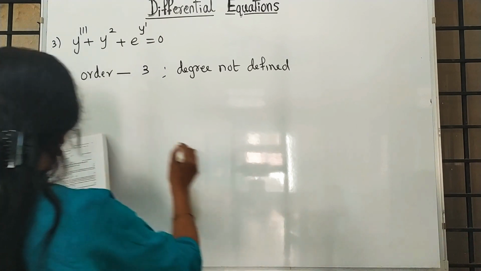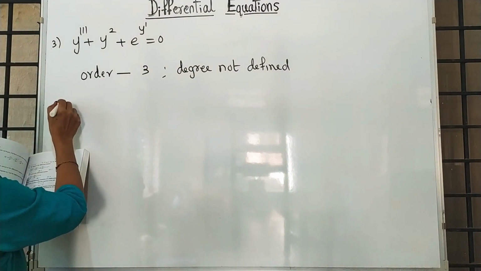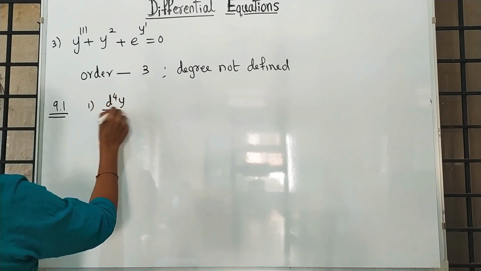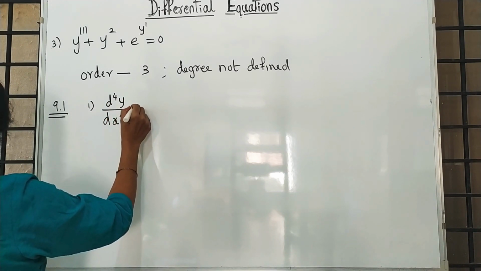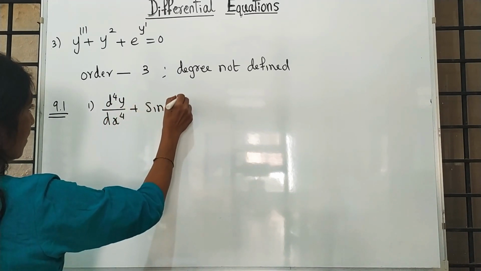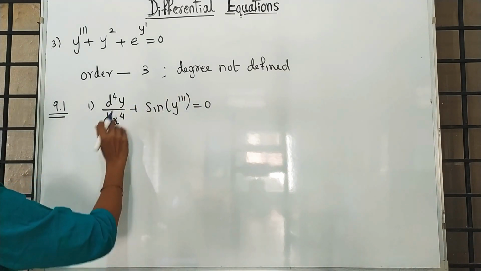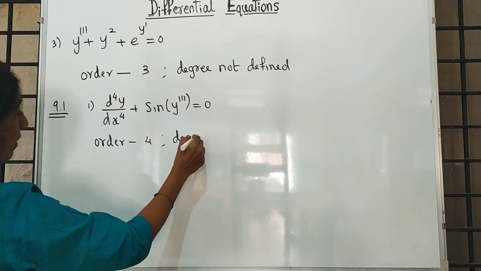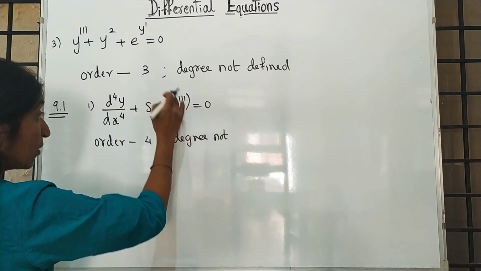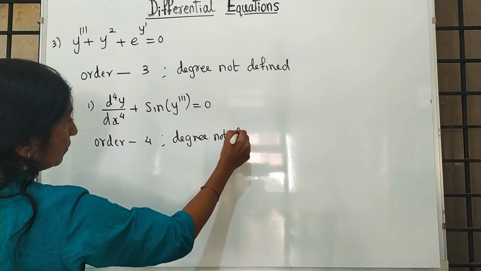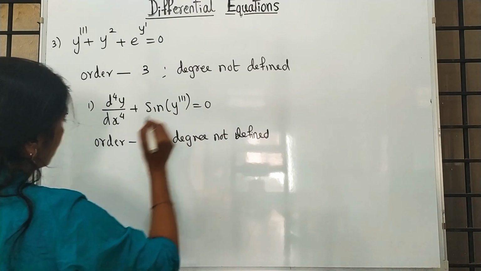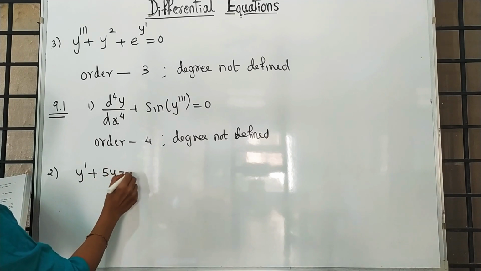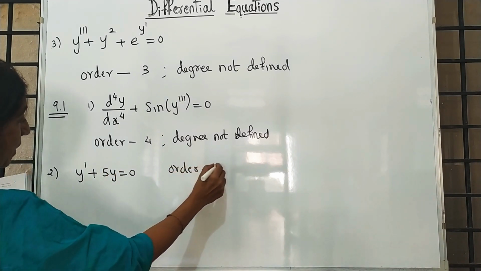The simple way of understanding the concept. Next, I am giving you the exercise 9.1 from NCERT. In that first question, d raised to 4 y upon dx raised to 4 plus sin of y triple dash is equal to 0. Here, order is what? Order 4, degree not defined. Why? Because sin is depending on the third order derivative. It is not independent.